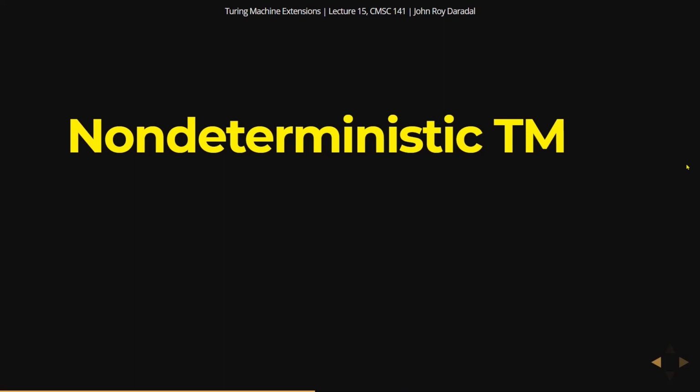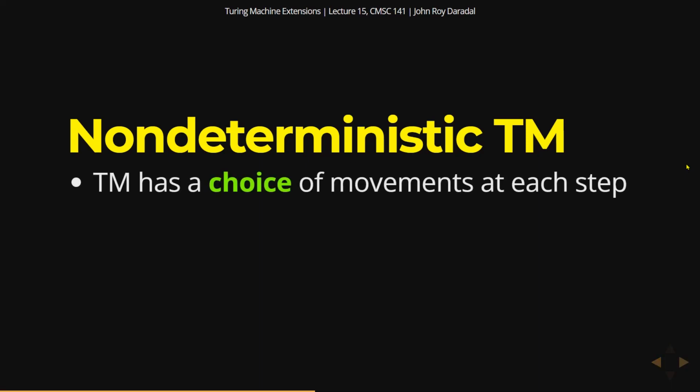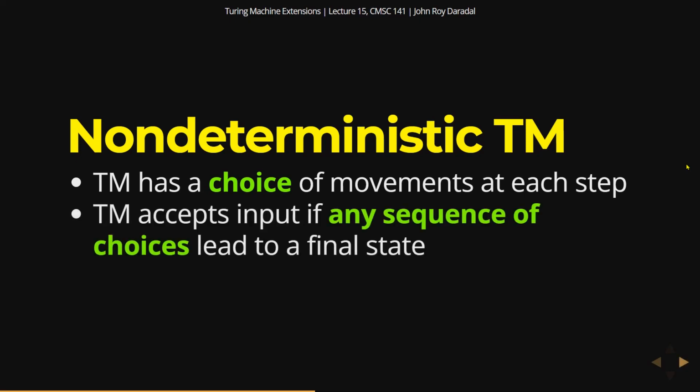Next, we have the non-deterministic Turing machine. For a non-deterministic Turing machine, the Turing machine just has a choice of movements at each step. So it's not only one, but it has multiple possible transitions. And the Turing machine will accept the input if any sequence of choices leads to a final state. You're already familiar with non-determinism, right? Because we've seen this in two computational models already. You've seen non-deterministic finite automata and non-deterministic pushdown automata.